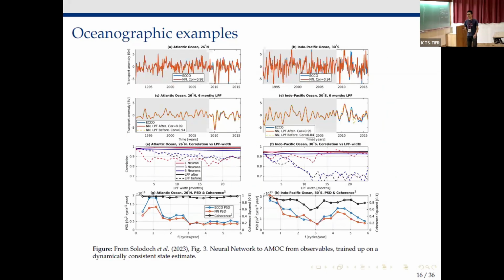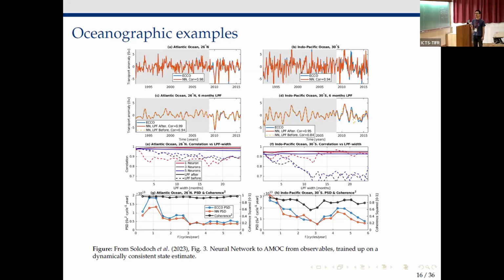Two more examples. This one is from Aviv Solodok, and I think Andrew Stewart is involved in this one as well. This one is using ECCO data, so this is the global state estimate. What they want to do ultimately is to predict the AMOC strength at least.